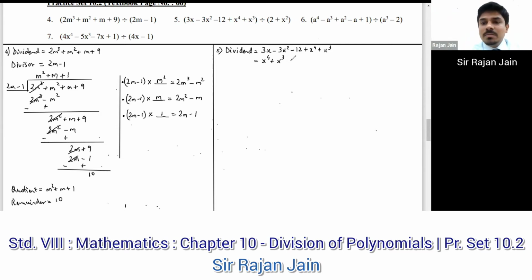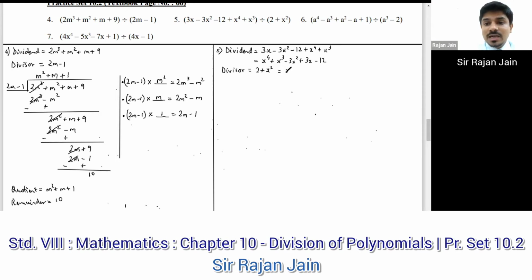Okay. Now cube के बाद में minus 3x square, then the x term which is plus 3x, and last में the constant term. There are no missing terms in this case. Okay, because all the terms are present starting with the maximum index. Then your divisor is 2 plus x square. Write it in the standard form.